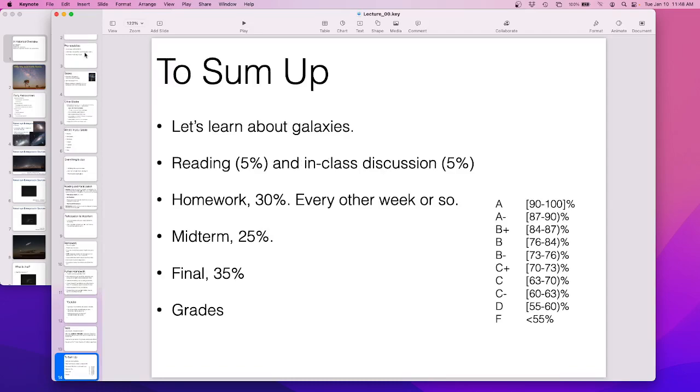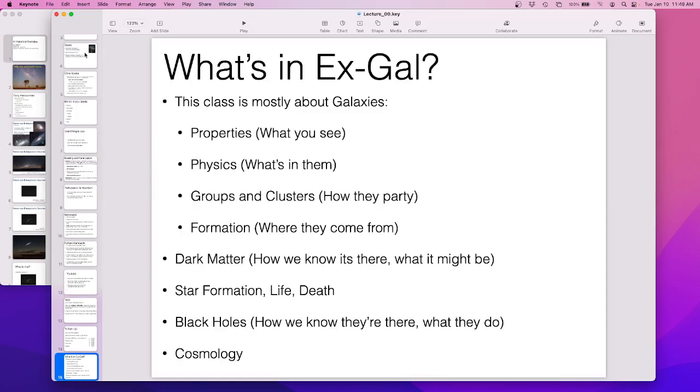Okay, reading is 5%, discussion is 5%, homework is 30%, midterm is 25%. The grading rubric looks like this. Okay, so what are we going to cover? Does anybody have any questions about homeworks or code homeworks or anything? Readings? Plenty of space to ask them later.